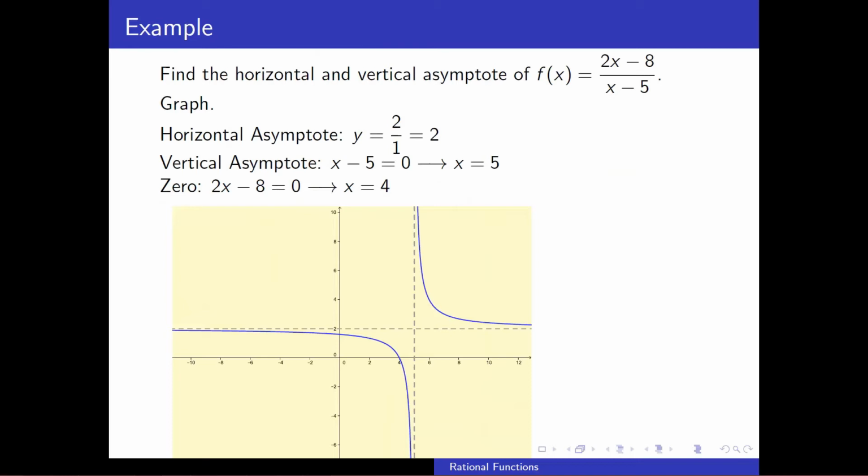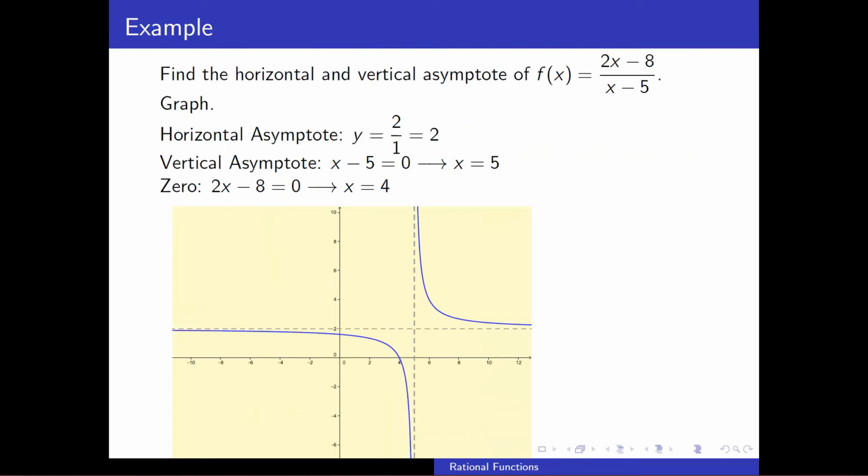To find the vertical asymptote, set the denominator equal to 0. This is x minus 5 equals 0, which gives us x equals 5. The vertical asymptote corresponds to this vertical dashed gray line and shows how the function approaches that line on both the left and the right side.